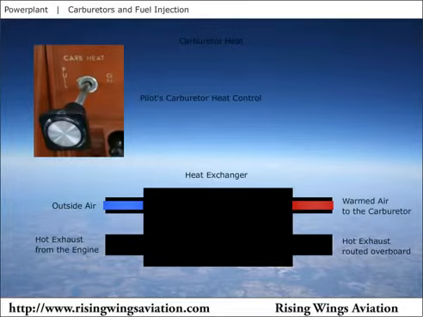The carburetor heat control in the cockpit moves a valve which directs intake air through a small heat exchanger. The heat exchanger uses hot engine exhaust to warm the intake air.